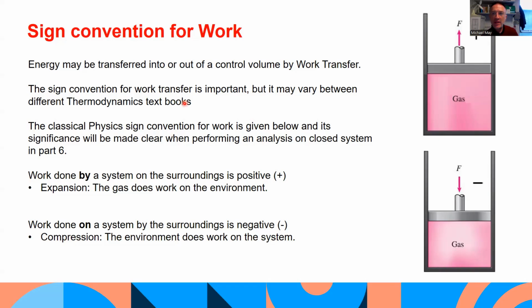So the one that we'll accept is that when work is done by a system on the surroundings, it's positive. So if we're doing work on the surroundings, delivering work, let's say to a crankshaft that's rotating during an expansion process, we will regard that as being positive. Now, when work is done on the system by the surroundings, when we're compressing the gas, we're taking energy from the environment to do that, so we'll regard that as negative.